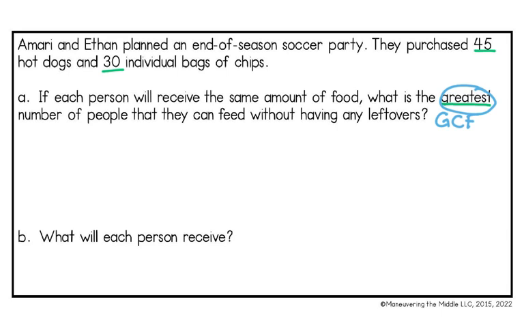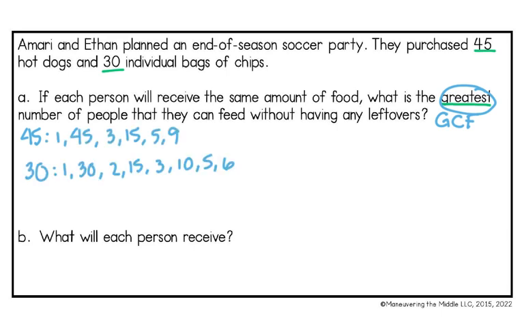So I need to start by finding our factors of 45 and 30. Our factors for 45 are 1, 45, 3, 15, 5, and 9. Our factors for 30: 1, 30, 2, 15, 3, 10, 5, and 6.